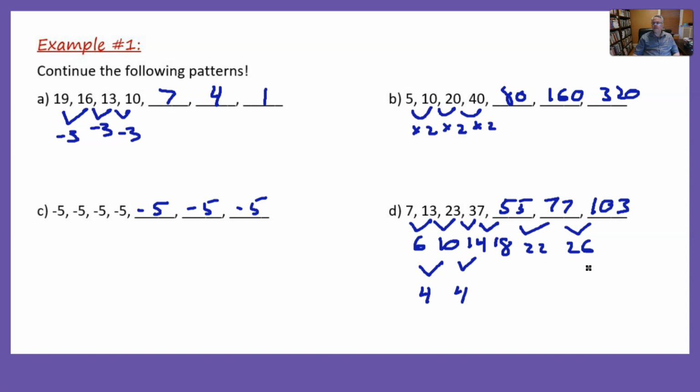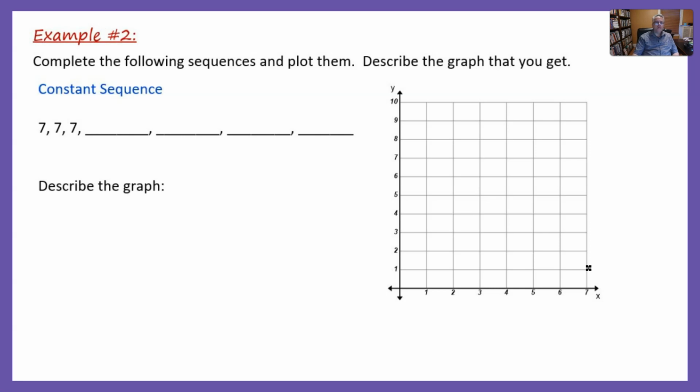All right, so these are kind of the 4 basic patterns we're going to consider. For these, we want to continue them and we want to plot them. So we're going to start with the constant sequence. And all the terms are the same, so that's pretty easy to fill out. And now we're going to graph this. Well, this first 7, that's the first term.